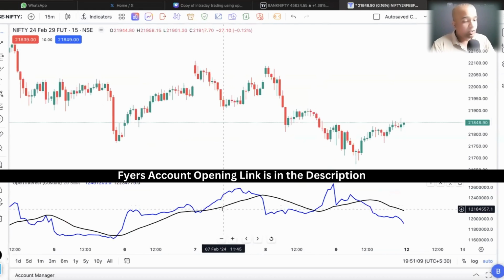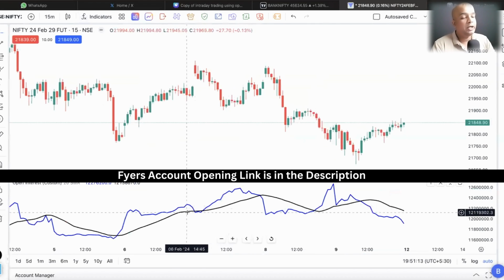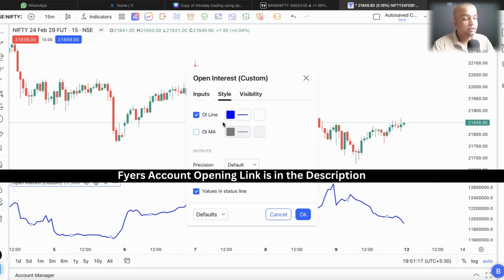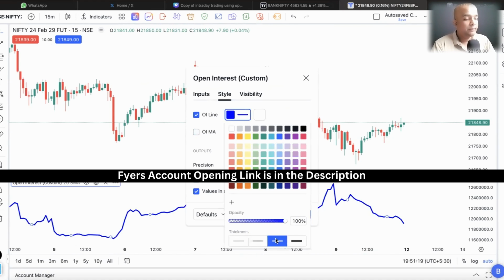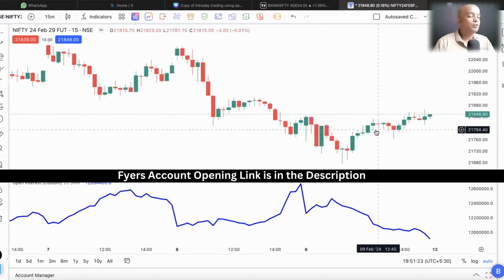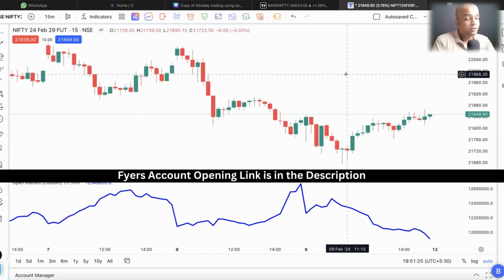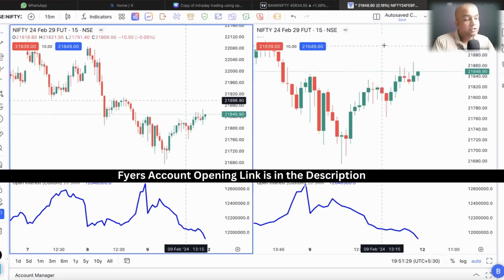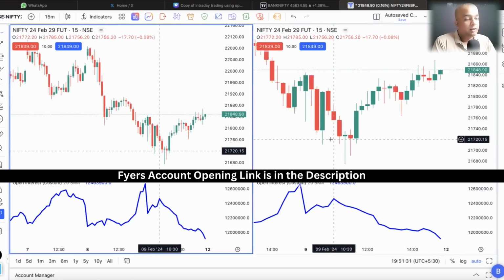To smoothen the curve you can use MA, or if you are quite confident, you don't have to use it. Personally, I don't use MA, so I'll remove this and make the line a little thicker. This is how I use open interest. If you want to track two things, you can go here and use it like this.